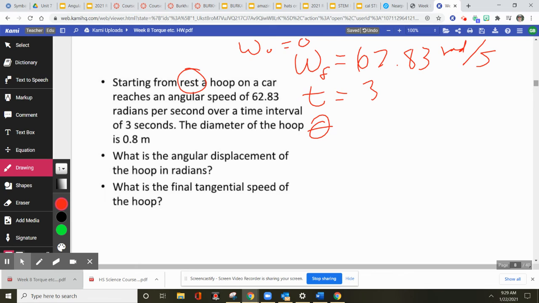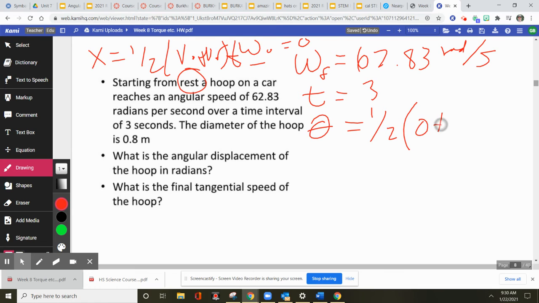And so we need an equation that has, basically it's x equals 1/2 (v naught plus vf) times t, except we're using the angular doppelgangers, so it's 1/2 times (0, the initial speed, plus 62.83) times 3. So basically 0.5 times 62.83 times 3, 94.25 radians. We talked about what a radian was in class.